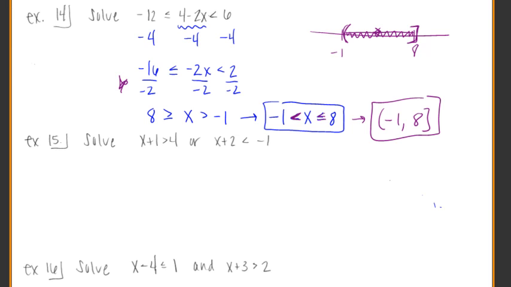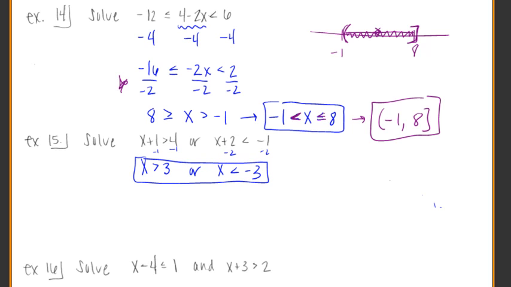Okay, so hopefully this is making just a little bit more sense. Let's go on to example number 15. We've got 2 parts here. It's saying x plus 1 is greater than 4, or x plus 2 is less than -1. Let's just work on both sides together. So x, if I move the 1 over, is greater than, by subtracting, 3, or x, if I subtract the 2, is less than -3. Okay, so there's technically the solutions.